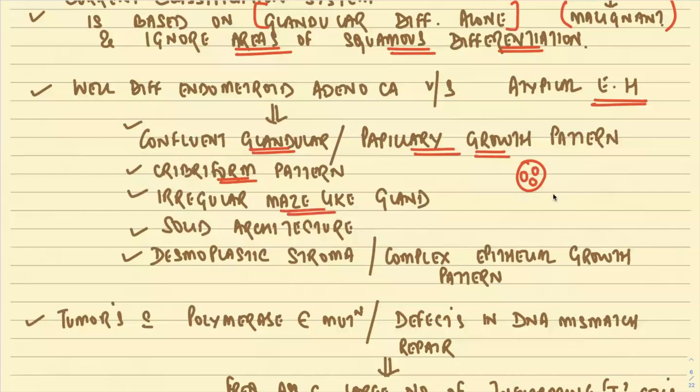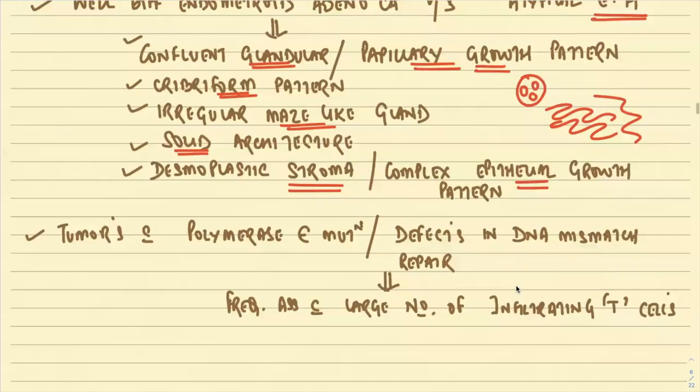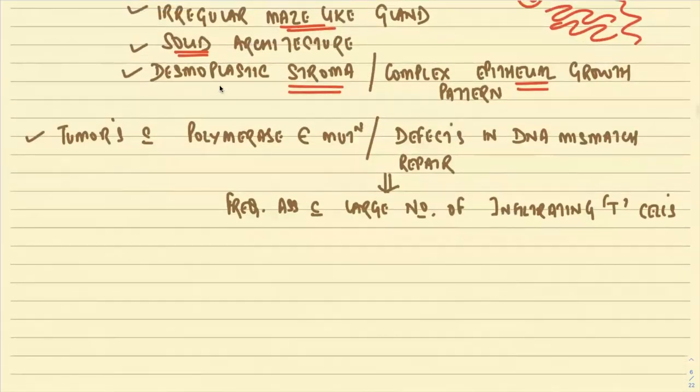Irregular maze-like pattern, where the glands are like a maze on top of each other. That is the irregular maze-like pattern. You have a solid architecture and you have a lot of desmoplastic stroma with a very complex epithelial growth pattern. Now, also one important morphological feature is that a tumor having a mutation in the POLE gene, that is the DNA polymerase enzyme, or defects in the DNA mismatch repair, is frequently associated with a very large number of infiltrating T cells. So this can serve as an important MCQ.